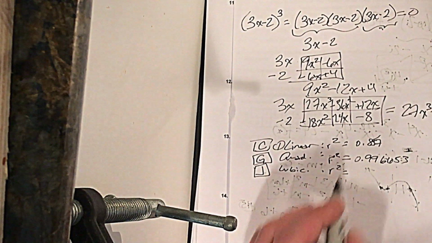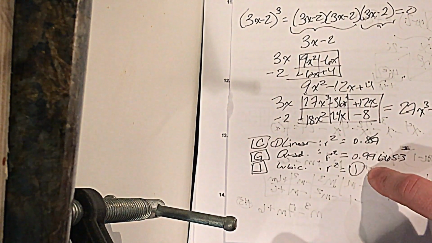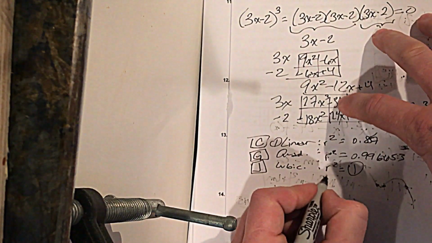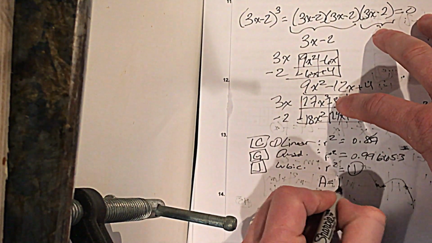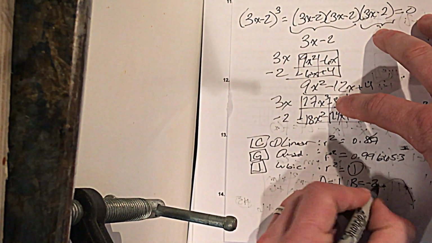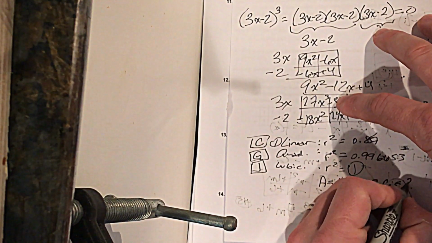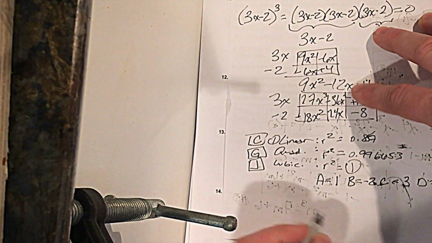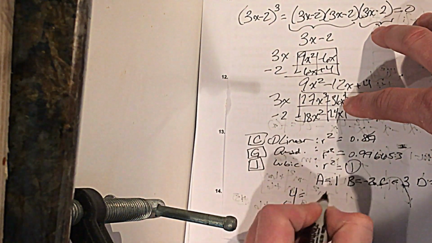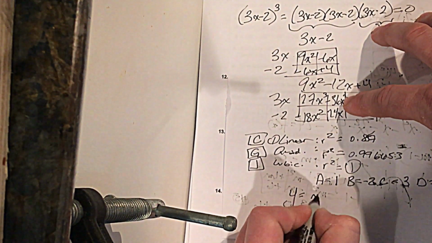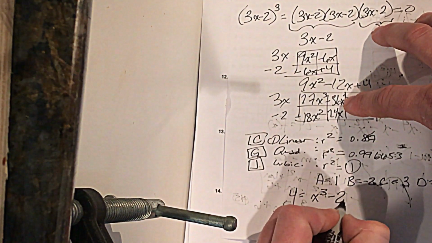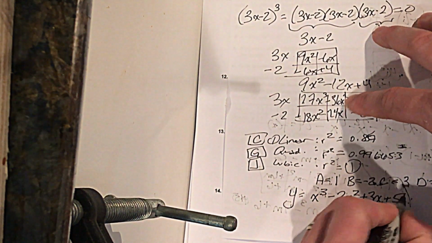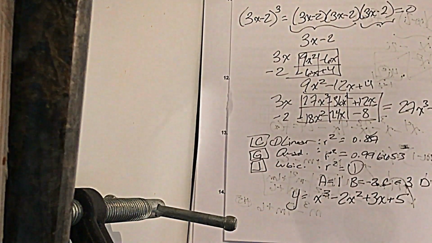It's going to give us an r squared of 1. So we're going to accept that one as our best fit equation. We have an A of 1, a B of -2, a C of 3, and a D of 5. So all together, we have y equals x cubed minus 2x squared plus 3x plus 5. And that'll be our final answer.